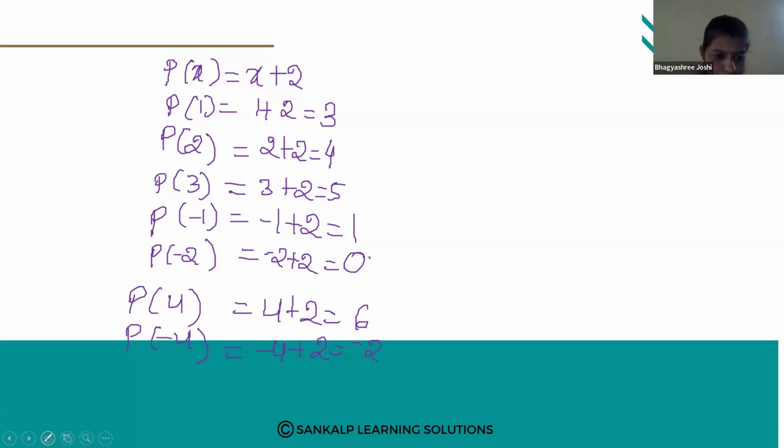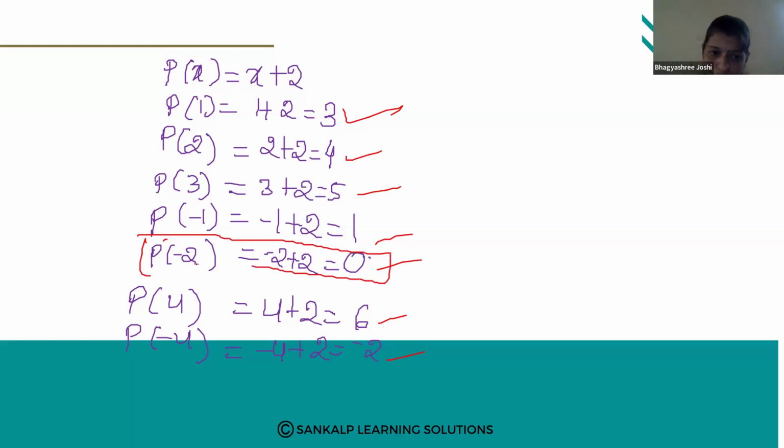Observe carefully. In which value of x did I get 0? In which value of x did I get the polynomial value as 0? When I substituted which value did the polynomial value become 0? Polynomial value means P of x is 0. Do you understand what I am saying? So P here gives 3, 4, 5, 1, 0, 6, minus 2. These are the answers we got. So for which value of x will the polynomial value become 0? That is P of minus 2.